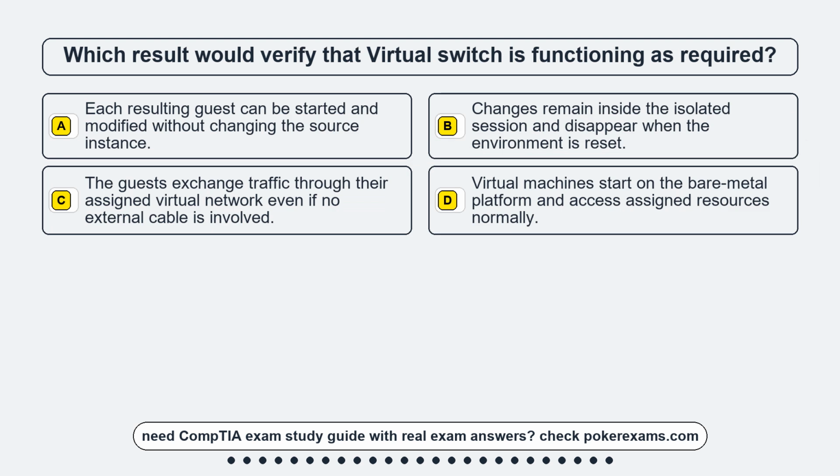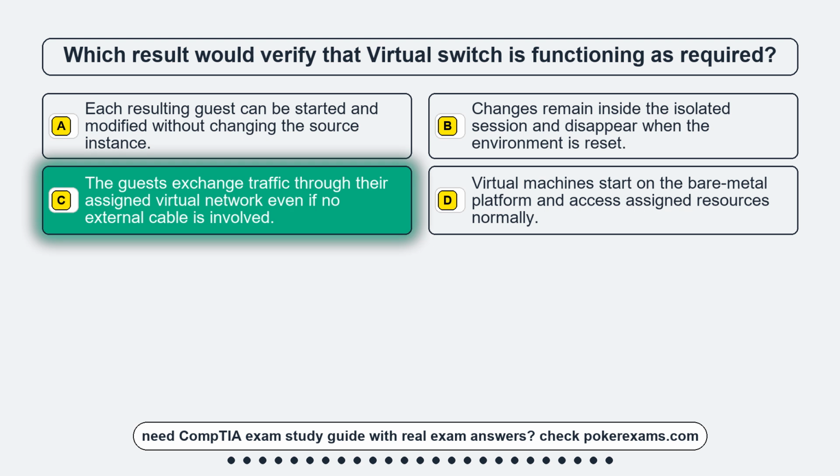Question 2. Which result would verify that a virtual switch is functioning as required? Option A. Each resulting guest can be started and modified without changing the source instance. Option B. Changes remain inside the isolated session and disappear when the environment is reset. Option C. The guests exchange traffic through their assigned virtual network even if no external cable is involved. Option D. A virtual machine starts on the bare metal platform and accesses assigned resources normally.